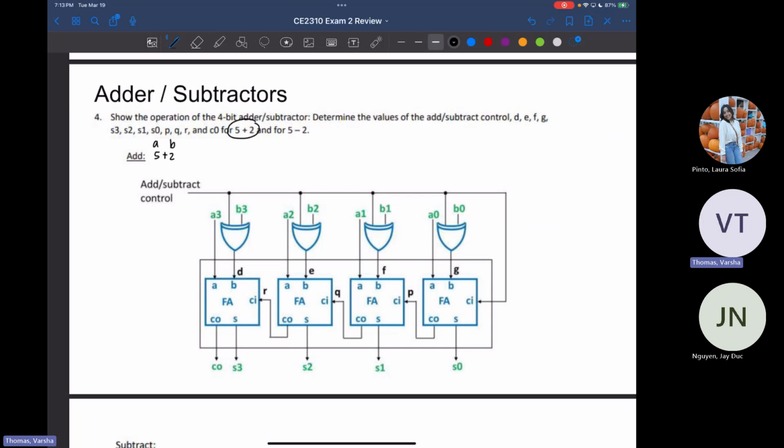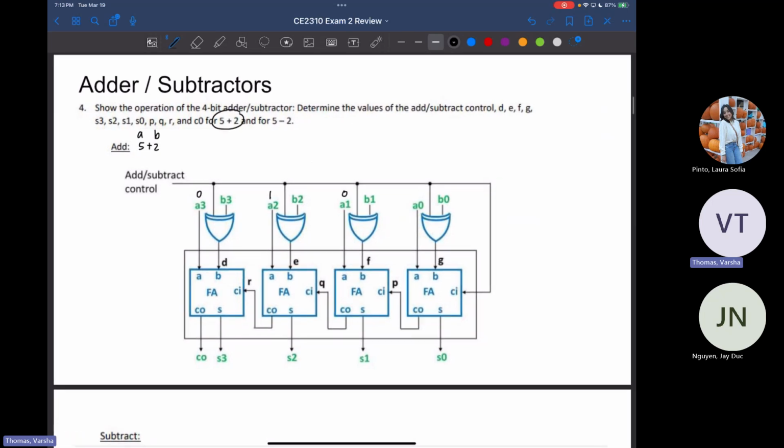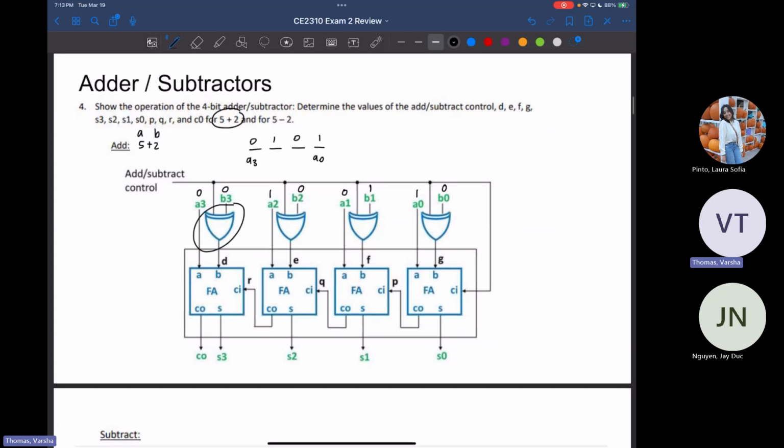So converting that to binary, 5 in 4-bit binary is 0, 1, 0, 1. So A3 refers to the leftmost bit, and A0 refers to the rightmost bit, the least significant, right? And then B, we have 2 in decimal, which is 0, 0, 1, 0 in binary. So now we have these gates here.